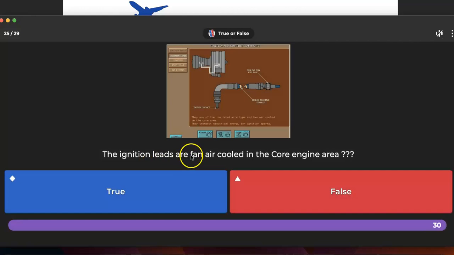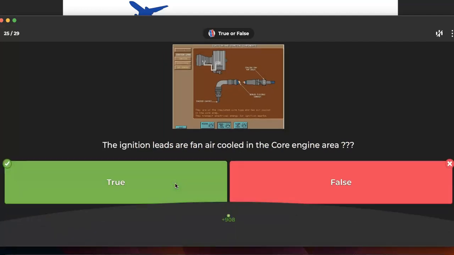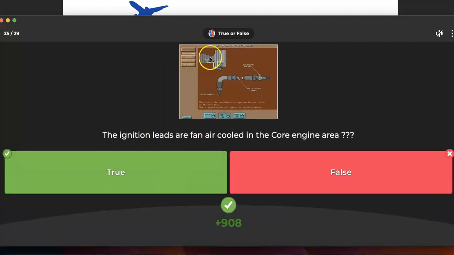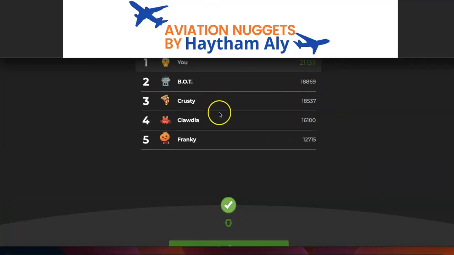The ignition leads are fan air cooled in the core engine area. Yes, the ignition leads are fan air cooled in the core engine area by the fan air.